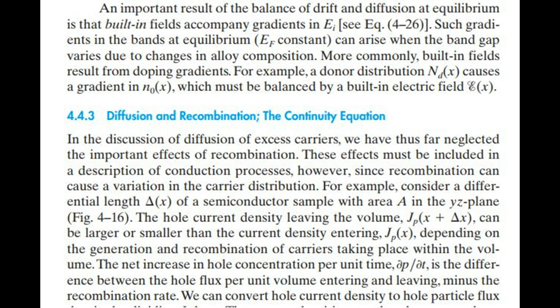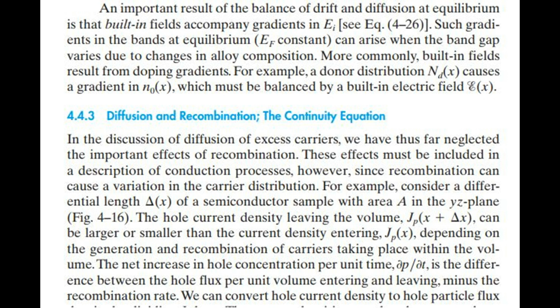In the discussion of diffusion of excess carriers, we have thus far neglected the important effects of recombination. These effects must be included in a description of conduction processes, however, since recombination can cause a variation in the carrier distribution. For example, consider a differential length, Δx, of a semiconductor sample with area A in the YZ plane, Fig. 4-16. The hole current density leaving the volume, J_p(x + Δx), can be larger or smaller than the current density entering, J_p(x), depending on the generation and recombination of carriers taking place within the volume.